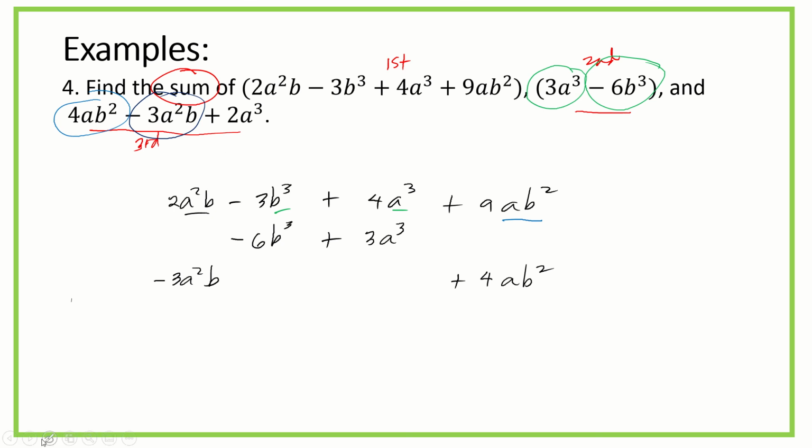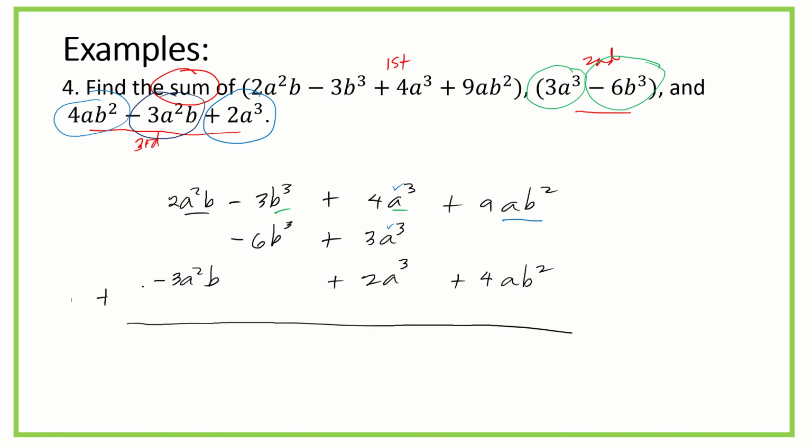Then finally, our last term is 2a cubed. So look for a term with a cube as well. So it's here. So we write positive 2a cubed here. And then finally, we can add.